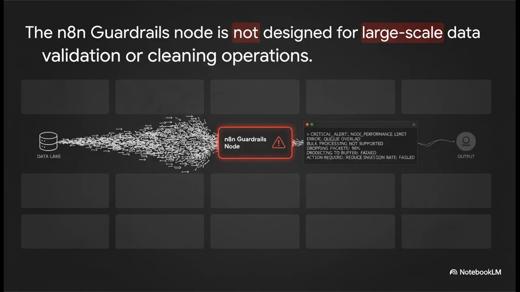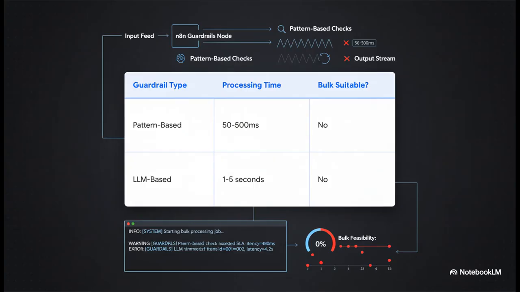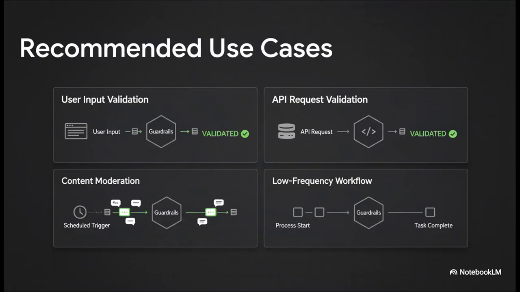A primary operational constraint of the Guardrails node is that it is not designed for large-scale data validation or bulk cleaning operations. Pattern-based checks introduce a processing latency of 50 to 500 milliseconds per item. LLM-based checks, which involve external API calls, add 1 to 5 seconds of latency per item. Consequently, neither type is suitable for bulk processing. The node is designed for real-time, low-volume applications.